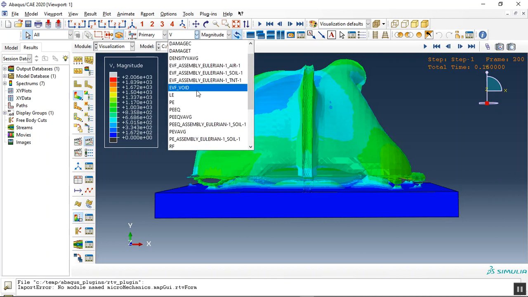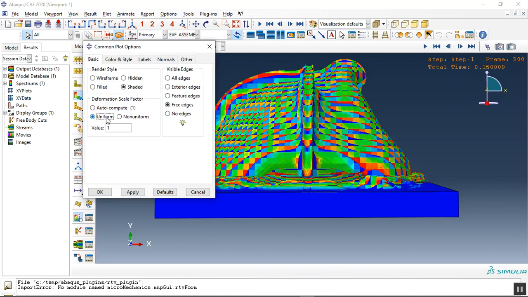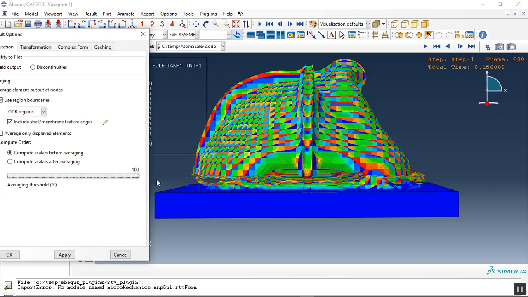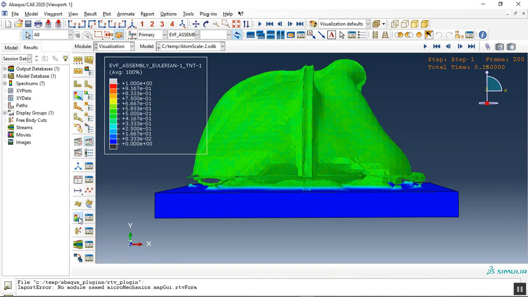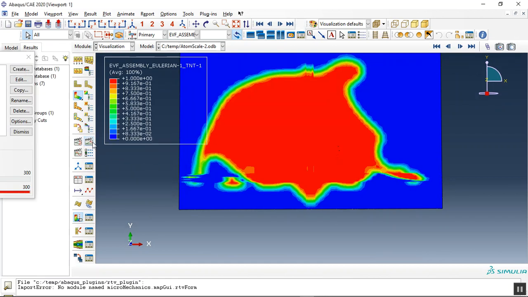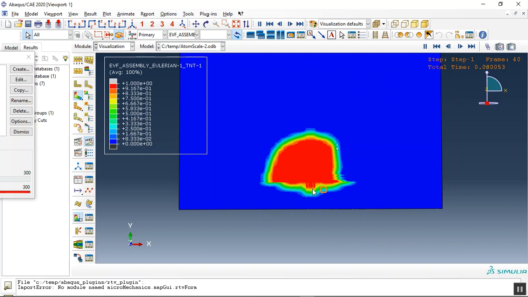So if we take the TNT, the nuclear bomb, as the volume fraction, we can make this view. See, this is the bomb propagation. See the penetration of the wave inside the soil.